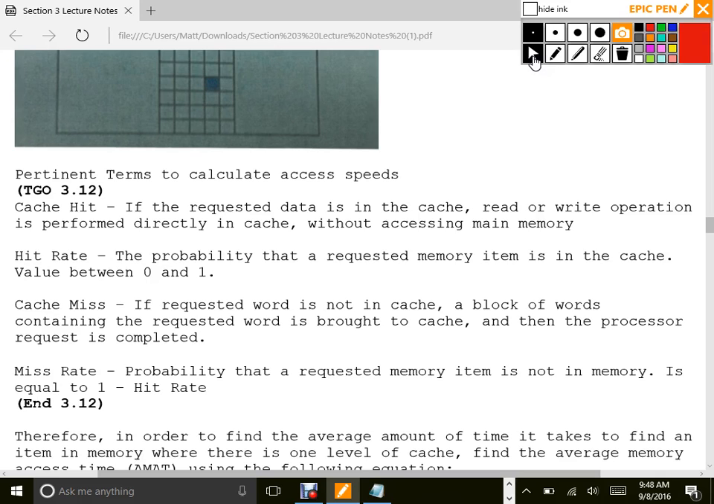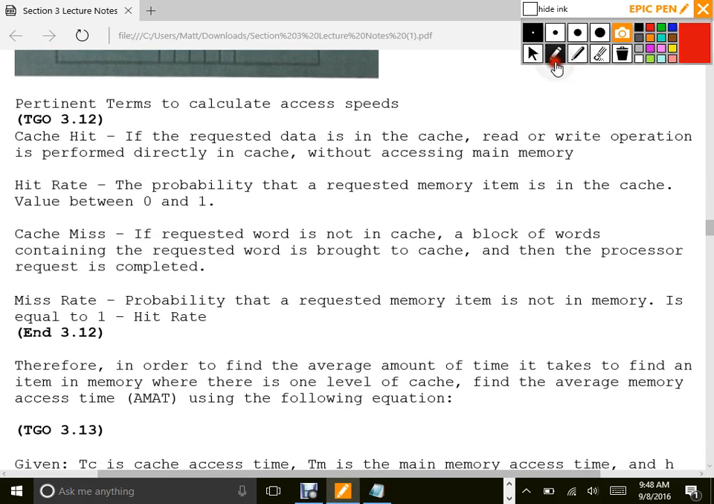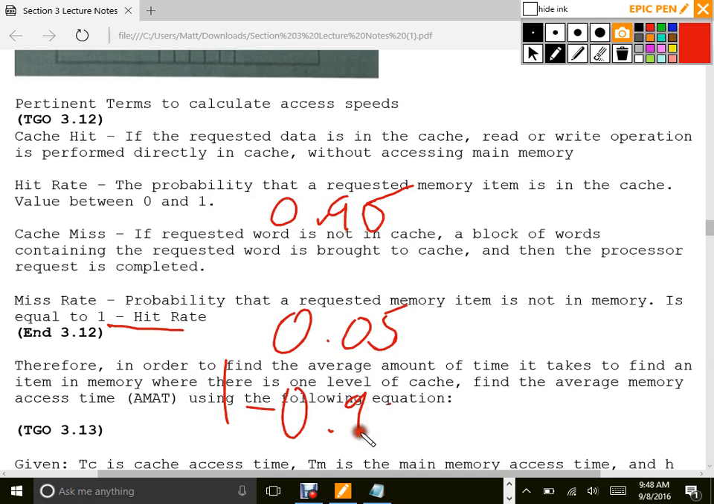And then finally, miss rate is the opposite of hit rate. The probability that a requested memory item is not in the memory, and it's 0 to 1, and it's going to be 1 minus the hit rate. So if my hit rate is 0.95, then my miss rate is 0.05, because that becomes 1 minus 0.95.